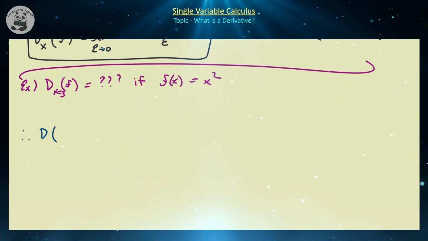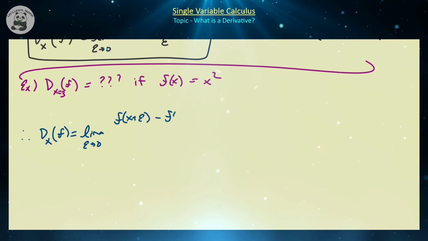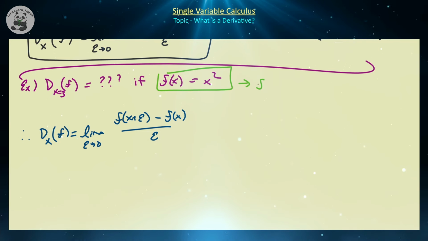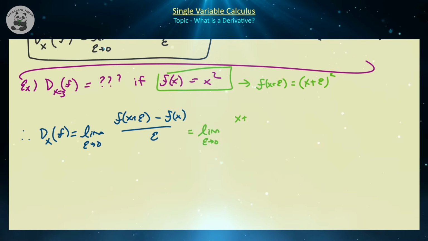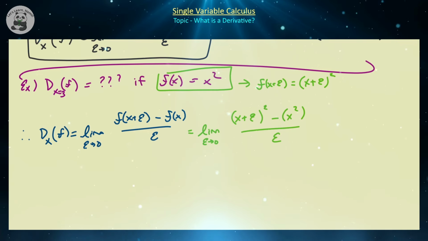So the derivative of f at any point x is going to be the limit as epsilon goes to 0 of f of x plus epsilon minus f of x all divided by epsilon. So what we're going to do is just replace x with x plus epsilon, because if f of x is equal to x squared, then f of x plus epsilon is the same as x plus epsilon squared. So this becomes the limit as epsilon goes to 0 of x plus epsilon, the quantity squared, minus x squared all divided by epsilon.